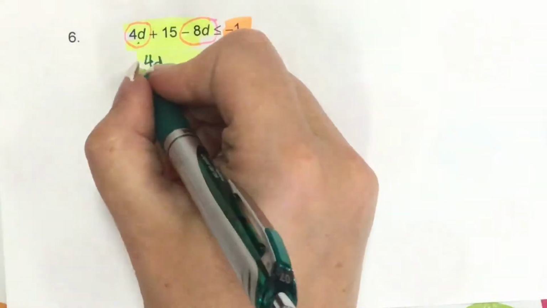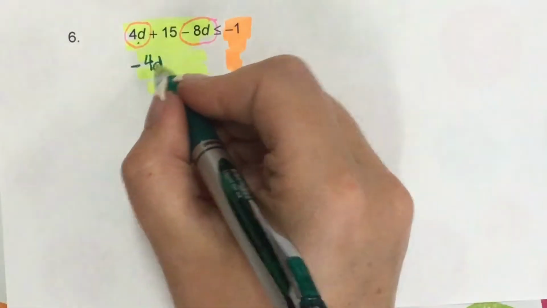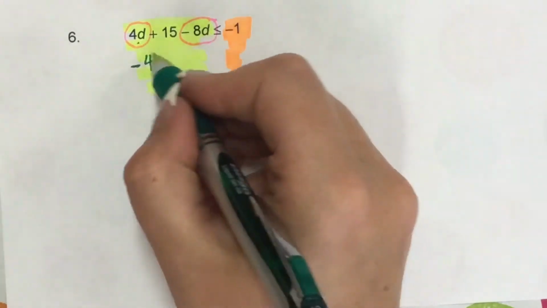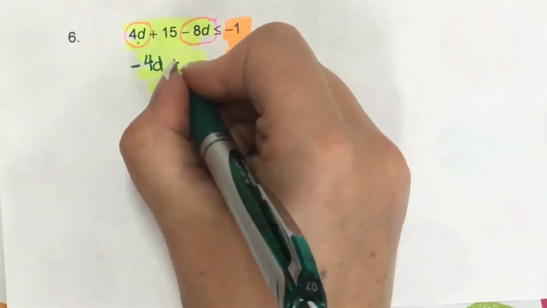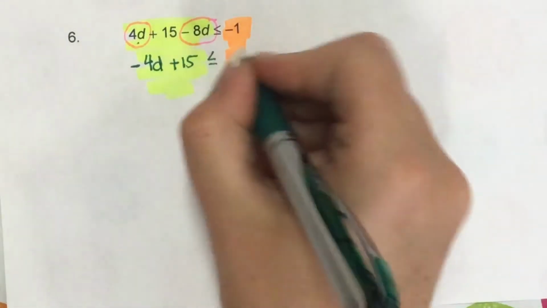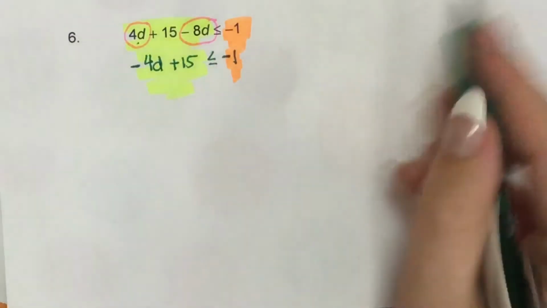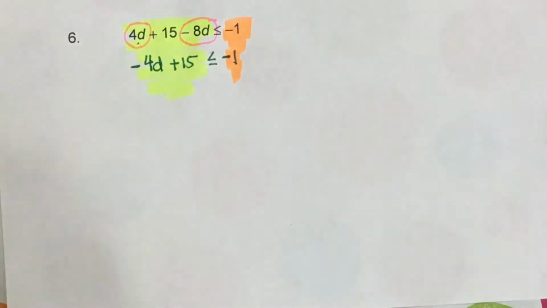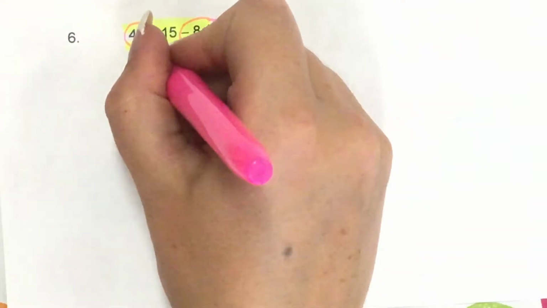And then we look at the 4, we look at the 8. Which number's bigger? 8's bigger, so we know it's going to be a negative 4d. So our 4d minus 8d is negative 4d, and then we just drop down this plus 15 is less than or equal to negative 1. Okay, now we are trying to determine what d is, right?